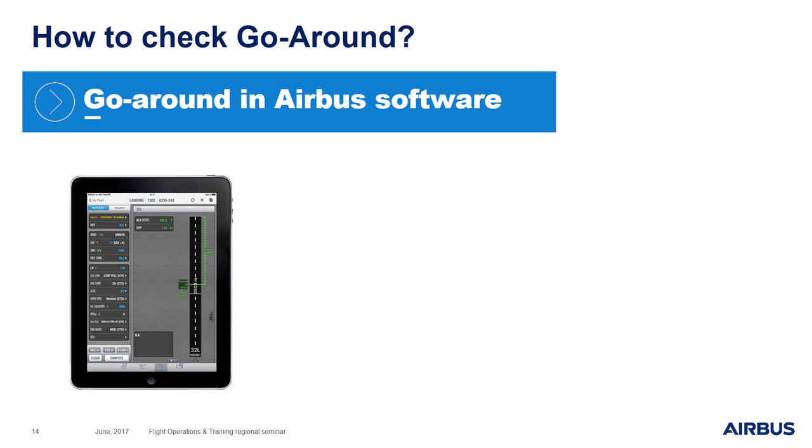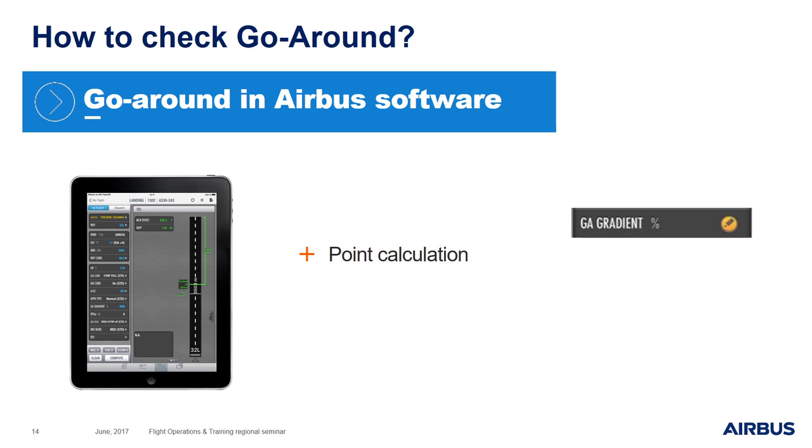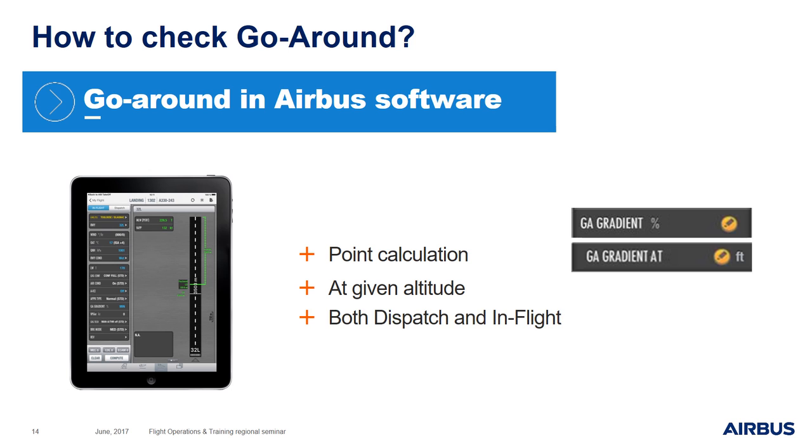So now let's go back to FlySmart. In line with the certification requirement, when we do a landing performance computation, FlySmart will perform a point computation, which is done at a given altitude, which can be customized by the user. And the same check is done for the dispatch and the in-flight computations.